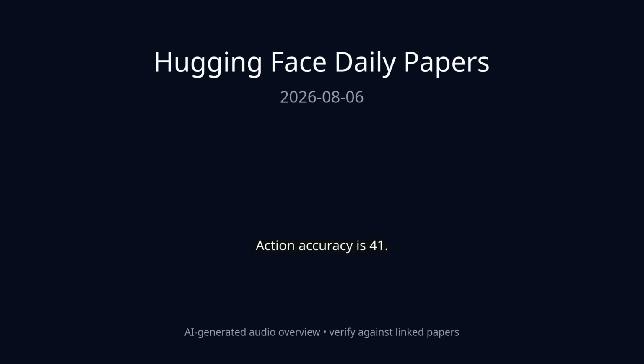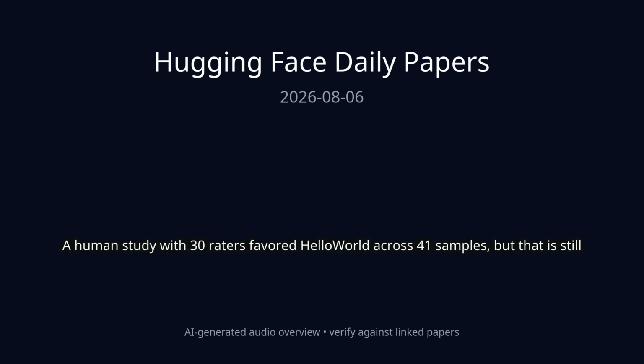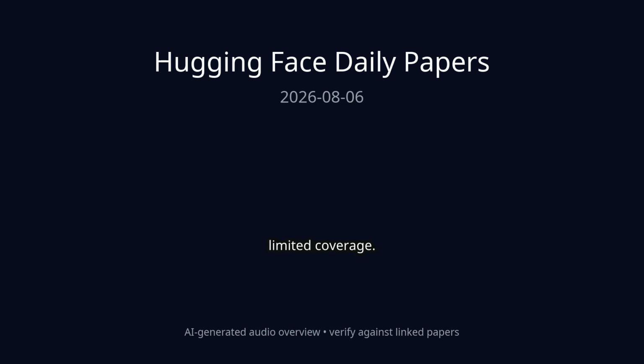But the trade-offs matter. Action accuracy is 41.4, below one world model baseline at 50.5, and the uncontrolled base generator at 42.5. Timing improves dramatically with masking, from 36.7 without a mask to 81.7 with video and audio masking, while action accuracy declines slightly. Also, timing excludes outputs judged to contain no interaction, so it is not a combined test of whether the action occurred and whether it occurred on time. A human study with 30 raters favored Hello World across 41 samples, but that is still limited coverage.